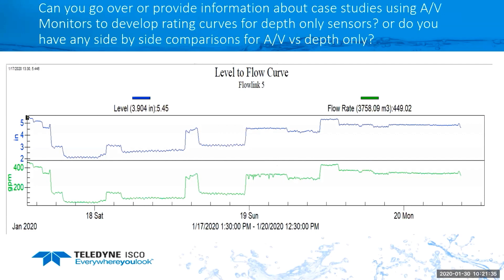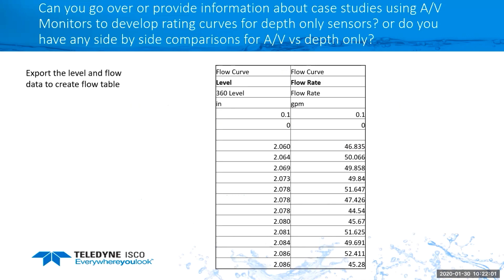worked with people over the years on this, and what they've done is they've taken an area velocity sensor, put it in the channel, and let it run for a day or a week to get a nice flow curve. With the ISCO flow link software, I've taken the level and the flow rate, and as you can see in this example, the level and flow changed quite a bit over this 3-day study. Then I was able to export the level and flow rate to develop a flow table. I just exported all that, sorted it, and now I have the option to pick however many level to flow rate data points that I want to use.